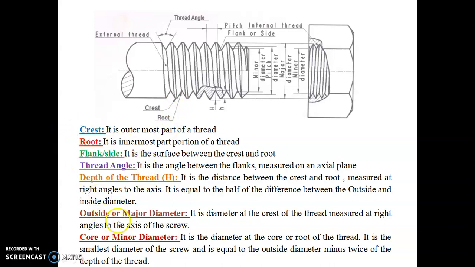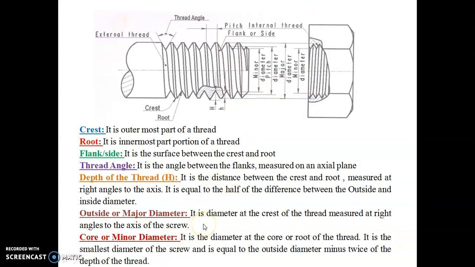The next one is outer or major diameter. The diameter which passes through the crest. The diameter at the crest of the thread measured at right angles to the axis of the screw is called as a major or outside diameter. And there is one more term called as core or minor diameter. That diameter will be measured at the roots of the thread. So this would be the minor diameter between this root and this root, and between this crest and this crest it will be called as a major diameter.